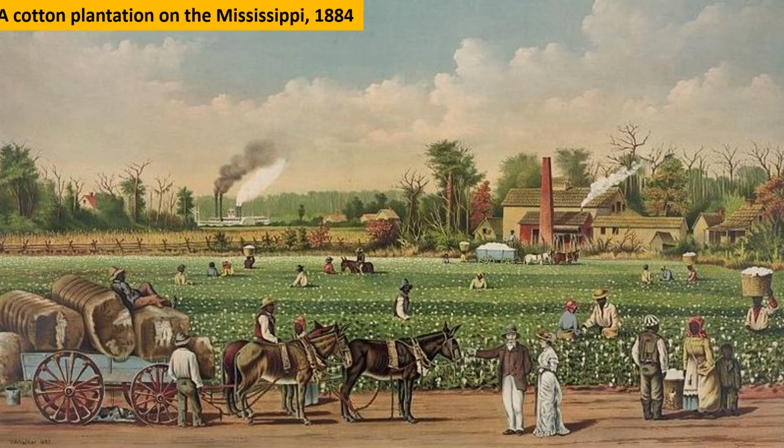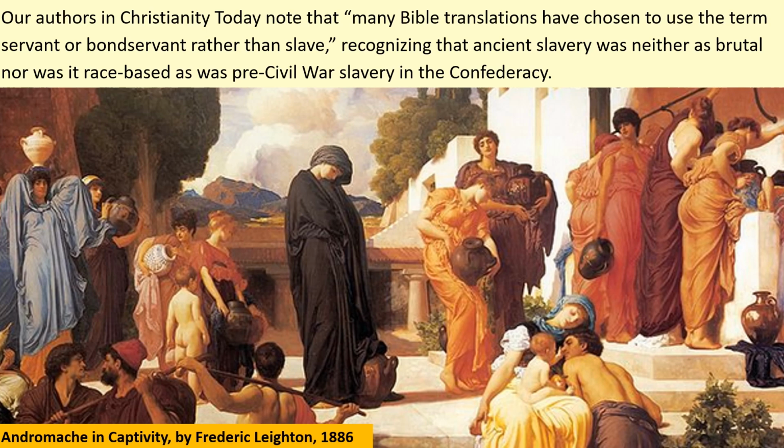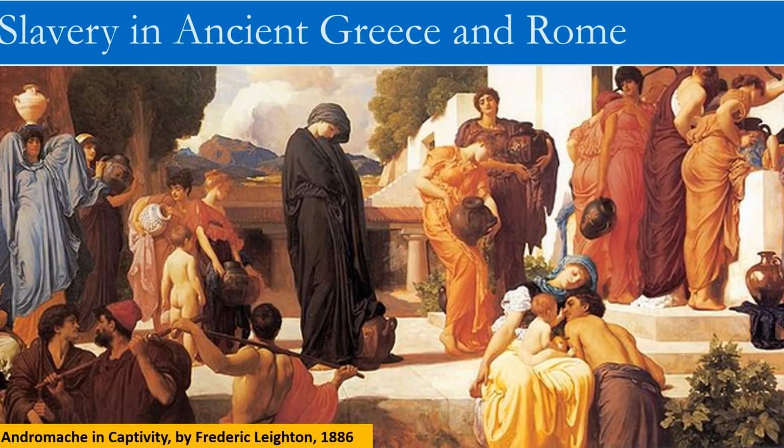When we think of slaves, we immediately think of the torments blacks faced when enslaved prior to the Civil War. But ancient slaves were very different from slaves in the antebellum South. The ancient slavery system was not race-based slavery, where slaves were thought to be subhuman, and it was more common for ancient slaves to either purchase or be granted their freedom, particularly in Rome, where slaves were more numerous. Our authors in Christianity Today note that many Bible translations have chosen to use the term servant or bondservant rather than slave, recognizing that ancient slavery was neither as brutal nor was it race-based as was the pre-Civil War slavery in the Confederacy.